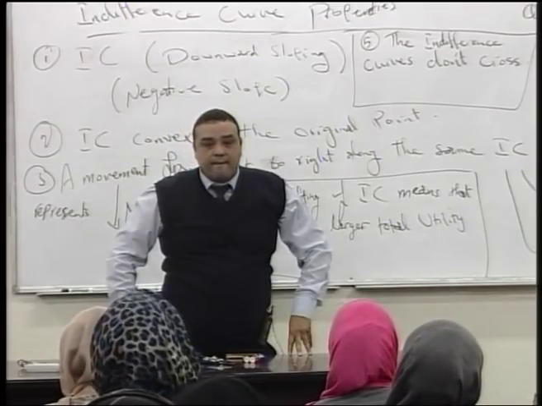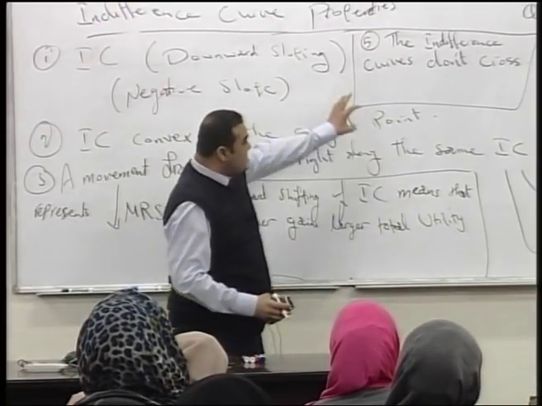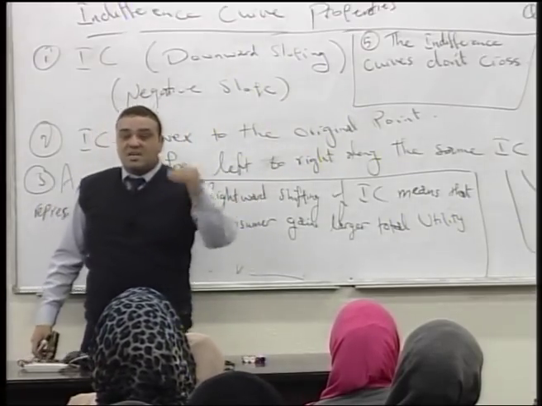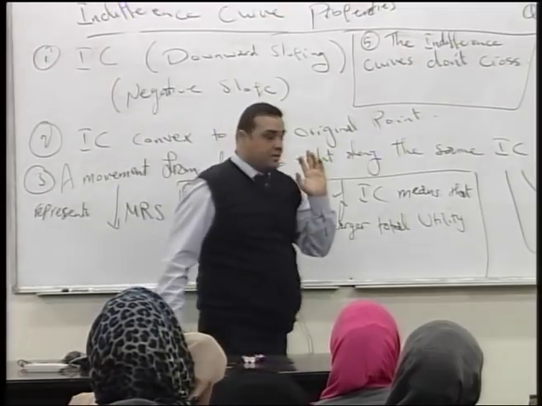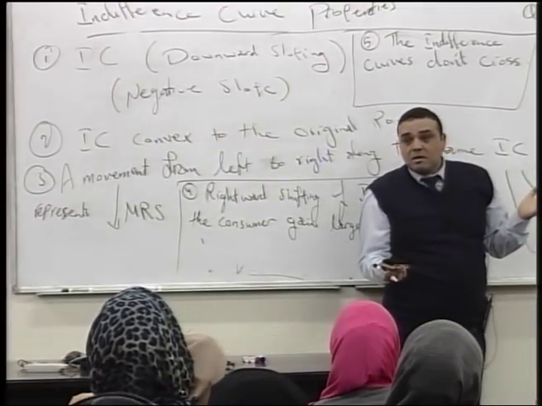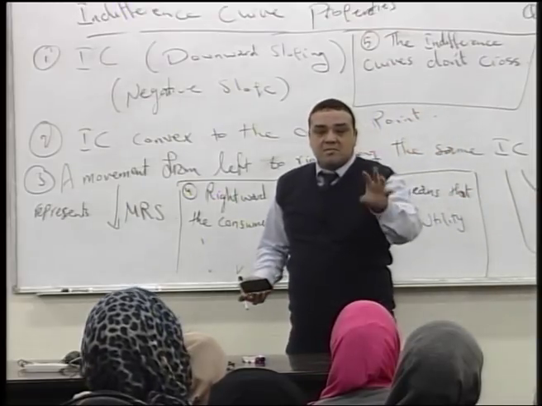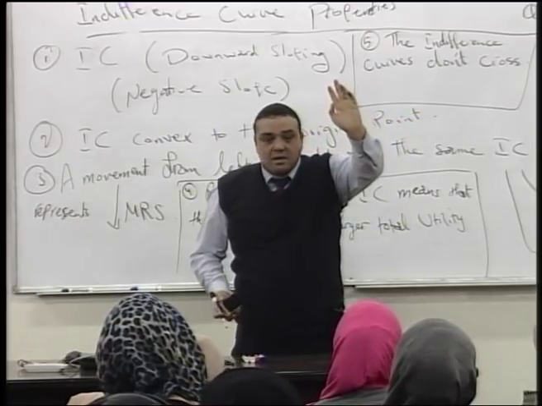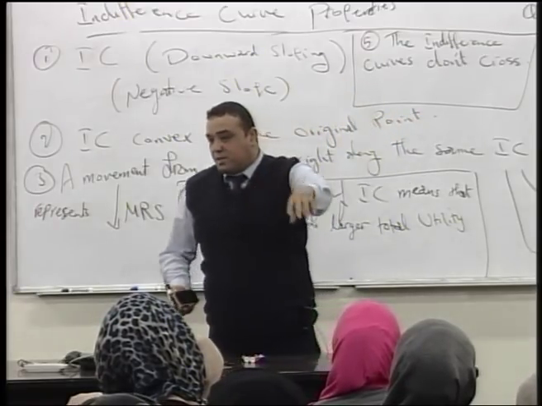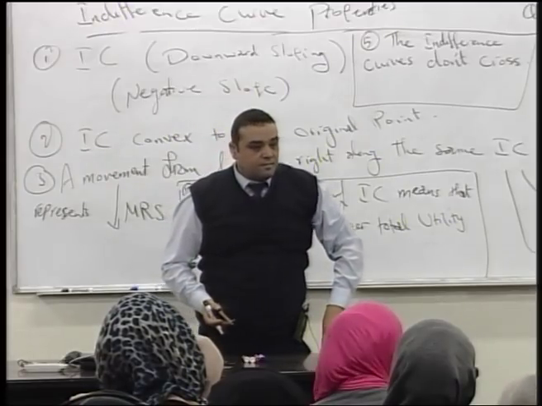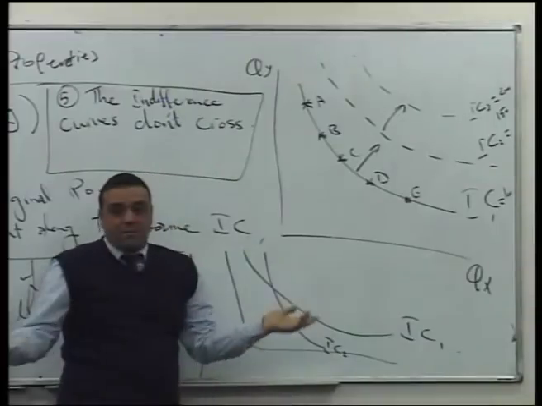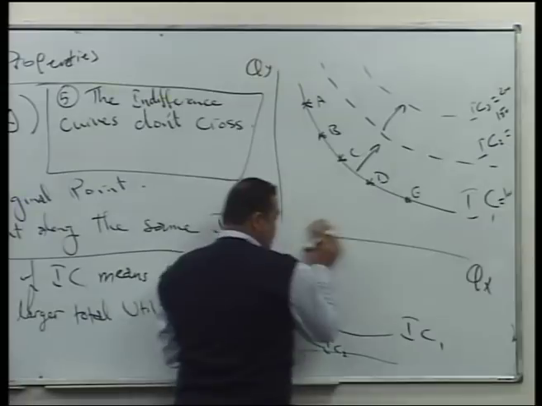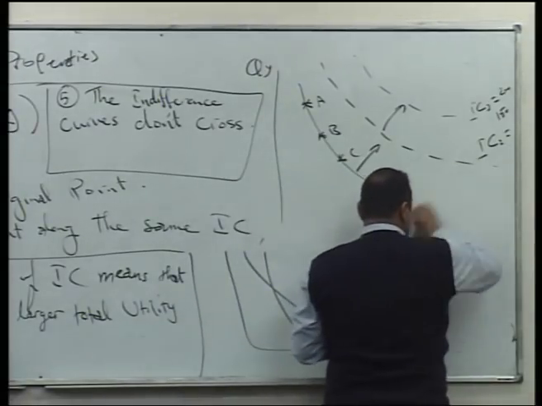Okay. So the assumption here is that the indifference curves don't cross, don't intersect with each other. How? Let us assume that we have two indifference curves and there is an intersection between these two curves. And then we will prove that it's impossible to find an intersection between two indifference curves.